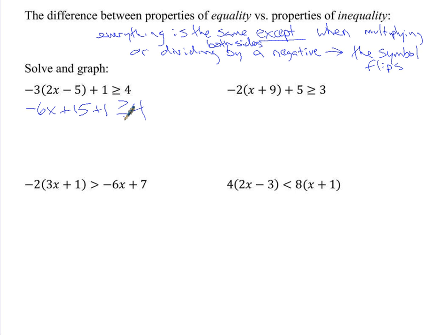After I distribute, I combine like terms. I have like terms right here, so I have negative 6x plus 16. Good? And then we just continue, just like solving equations. So subtract 16 from both sides. And now I have negative 6x is greater than or equal to negative 12.